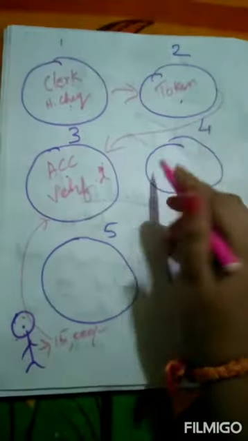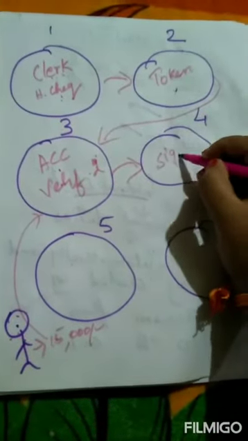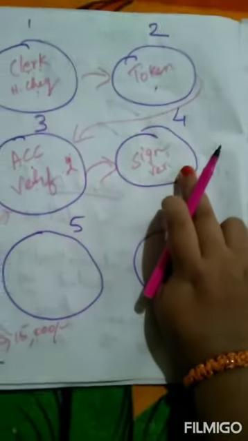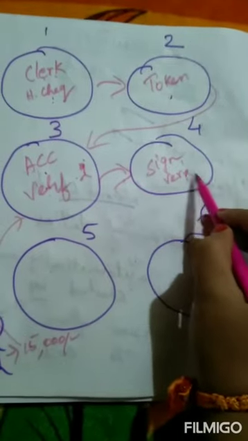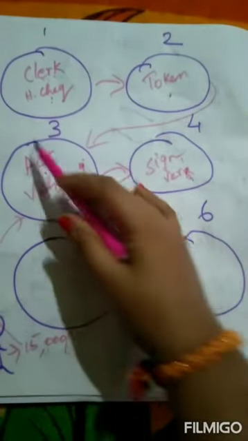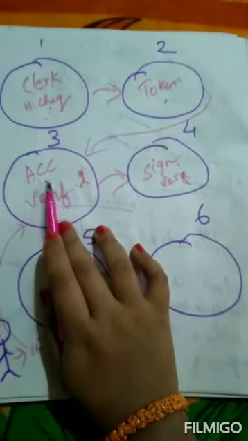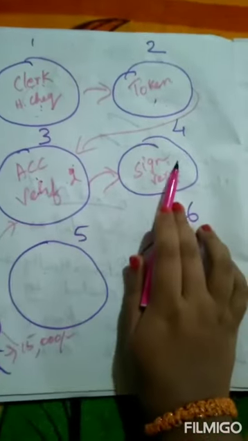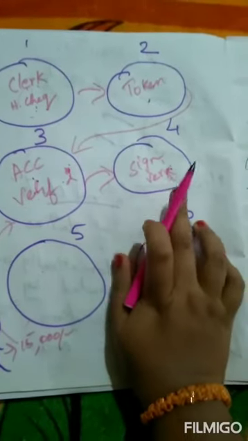Okay, next process, that's the signature verification. So this employee should see whether the customer has handed over the check, and the customer has taken the token. Next, whether the previous employee has verified the customer's account. Next, he has to verify the customer's signature in the check.